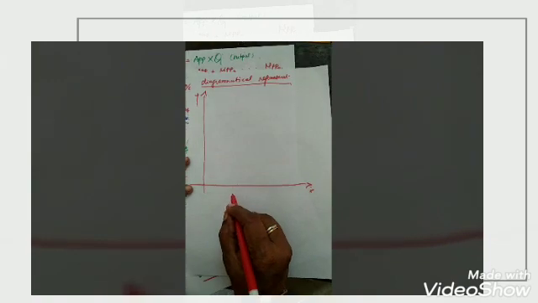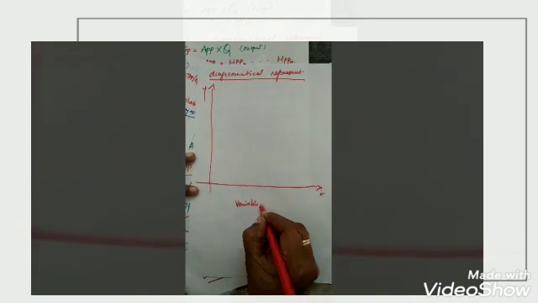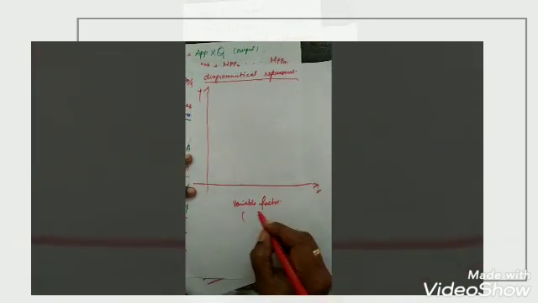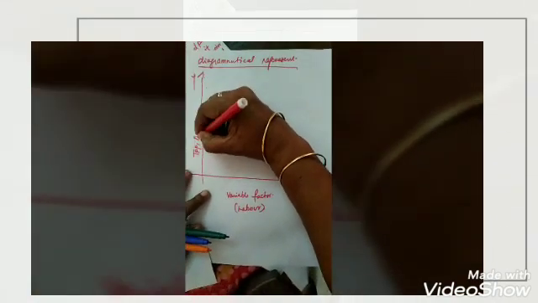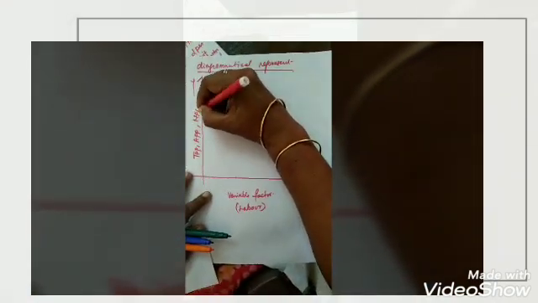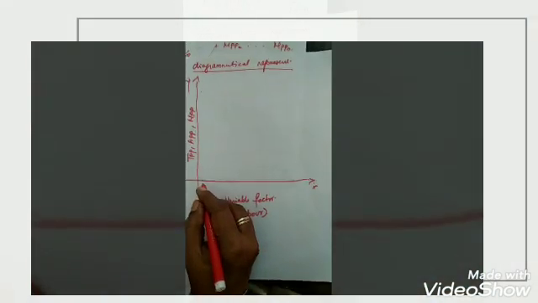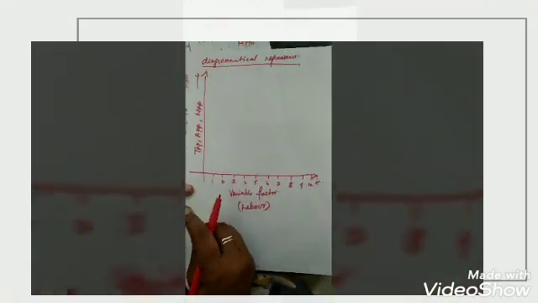See, y-axis, x-axis. In the x-axis, we are taking the variable factor. Which one have we taken? Labor. In the y-axis, we are taking TPP, APP and MPP. Is it clear? See, how many labors are there? 10 labors are there. Here, what is the maximum number in the TPP? So, 74. So, make it as a 10.